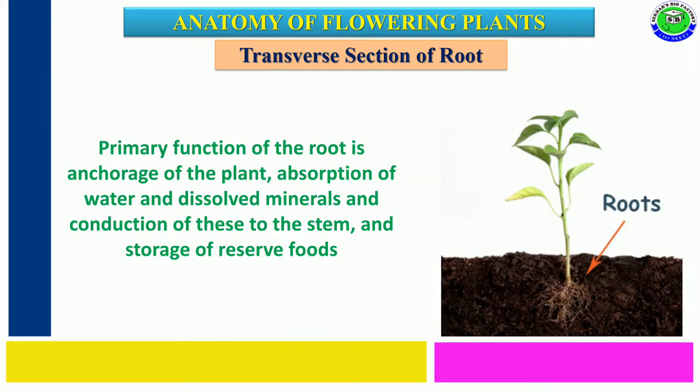The main function of the root system is that it acts as an anchorage to the plant body and helps to fix the entire plant body to the soil. Along with this, the root system absorbs water and dissolved minerals from the soil, and these absorbed water and minerals are transported to the aerial parts of the plant body. Along with that, it has the capability to store a little bit of food material.